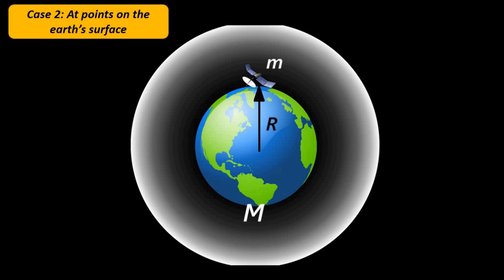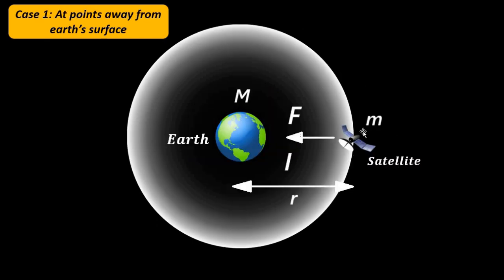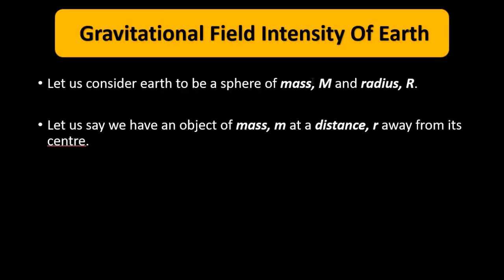In the first case, we have an object, let's say a satellite, at a distance small r from the Earth. The condition to be applied here is that this distance of separation between Earth and the satellite should be much greater than the radius of the Earth. So we are considering Earth to be a homogeneous sphere of mass capital M and radius capital R, and a satellite of mass small m at a distance small r from the center, with this separation much greater than the radius of the Earth.